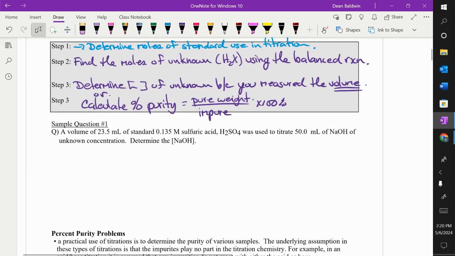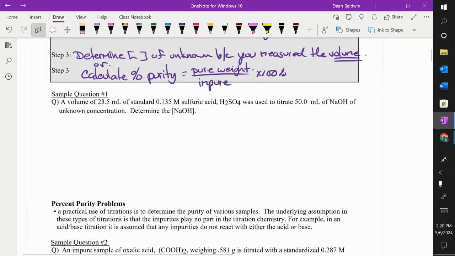All right. Let's just do a couple of calculations. This is a super short lesson, so we're just going to do a couple of calculations, and then I'll give you some time to work. So we have a volume of 23.5 mL of standard 0.135 molar sulfuric acid, H2SO4. We titrate 50 mL of NaOH of unknown concentration to determine the concentration of NaOH. So what's the first thing we need?